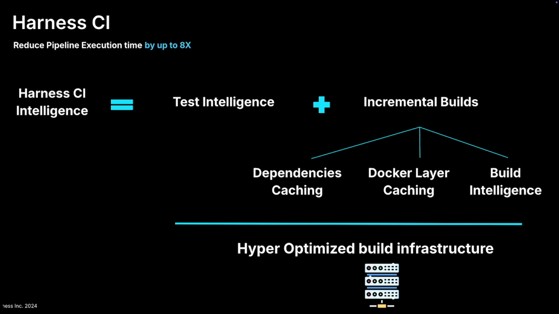Harness CI uses cutting-edge features like test intelligence and incremental builds to create a hyper-optimized build infrastructure that can cut execution times for your CI pipelines by up to 8x. In this image, you can see that incremental builds consist of dependency caching, Docker layer caching, and build intelligence. In this video, we'll focus on Docker layer caching.